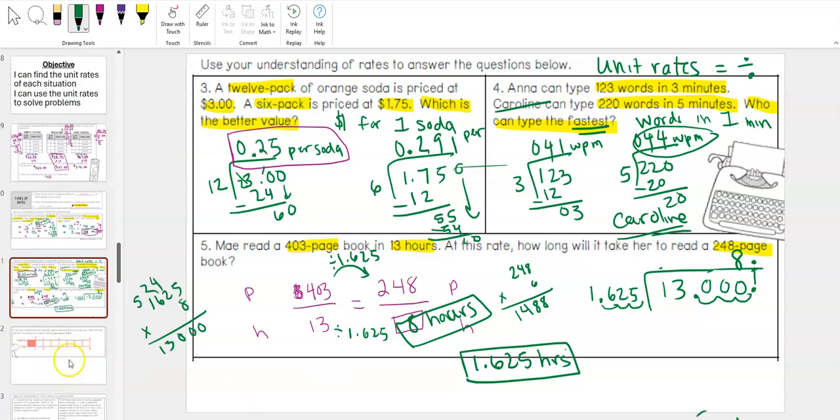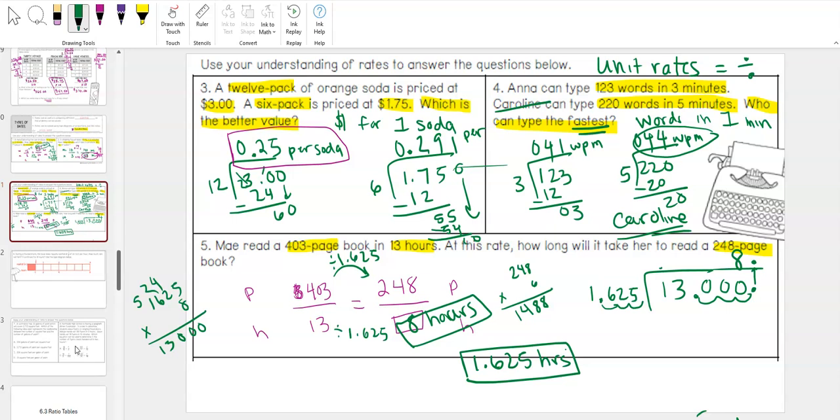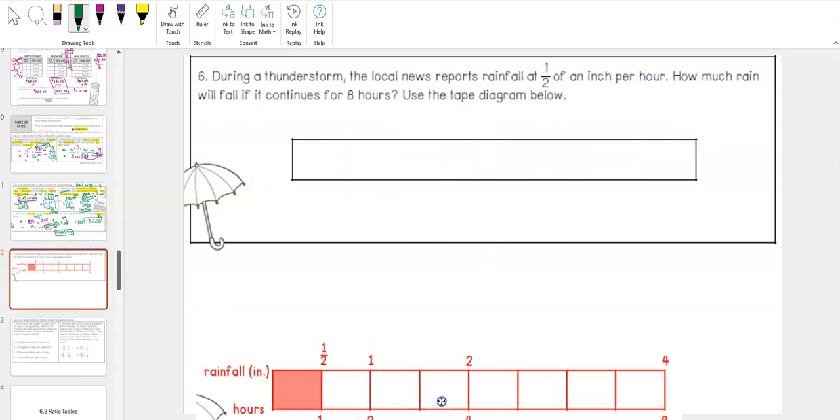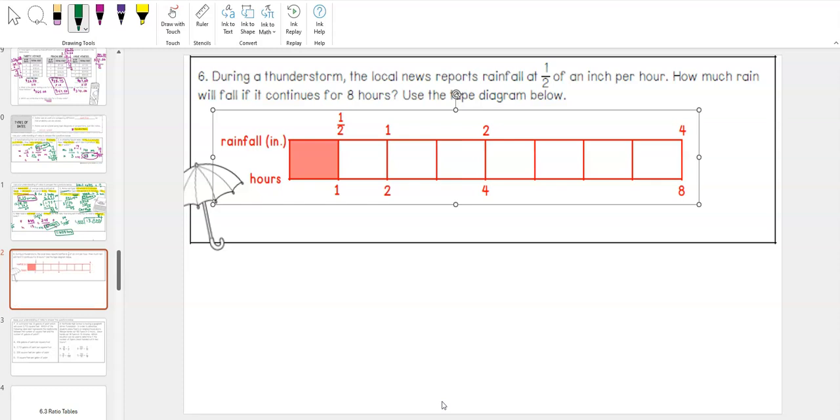All right, one more thing. Let's see if we can squeeze it in here. Oh, I guess we have some more practice problems, but I wanted to show you this one. This is another tape diagram here. It says during a thunderstorm, a local news reports rainfall at 1/2 inch per hour. How much rain will fall if it continues for 8 hours? And then there was a tape diagram below. So underneath this was just a nice bar like this.